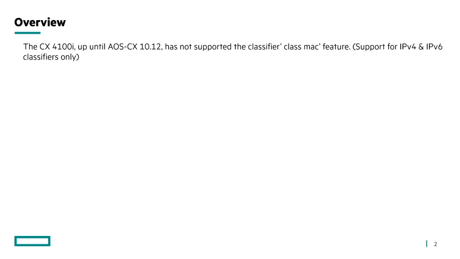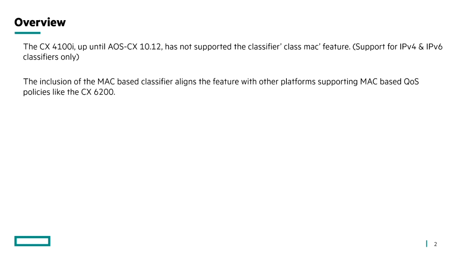So up until AOS-CX 10.12, the CX 4100i switch has not supported the Class Mac feature. It has had support only for both IPv4 and IPv6. No classification for the Layer 2 Mac layer. Now with the 10.12 release, the inclusion of the Mac classifier aligns with other platforms supporting the Mac-based QoS policies, like the 6200 platform.